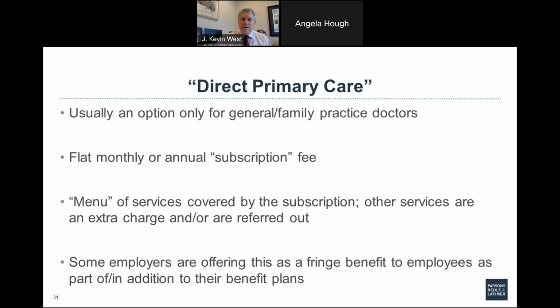So this area, again, that we've been talking about, the area of coding, billing, revenue generation, is an evolving area. I expect to see lots of things change in the coming years. So that really concludes my presentation.